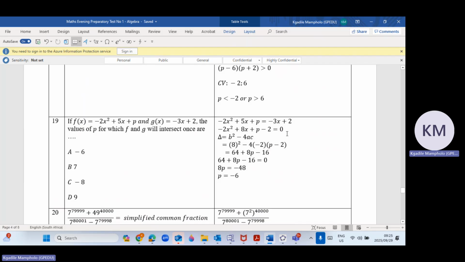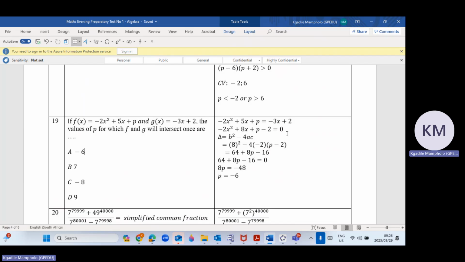Learners, I want to bring this to your attention. If you are given the two graphs and asked to find the values of p, or whatever variable is given, when they say find the value for which the two graphs will not intersect, it's like they are saying no solution. You will say the discriminant is less than 0. If they say for which the two graphs will intersect once, it's like when they say the roots will be equal, then you will say the discriminant equals 0.